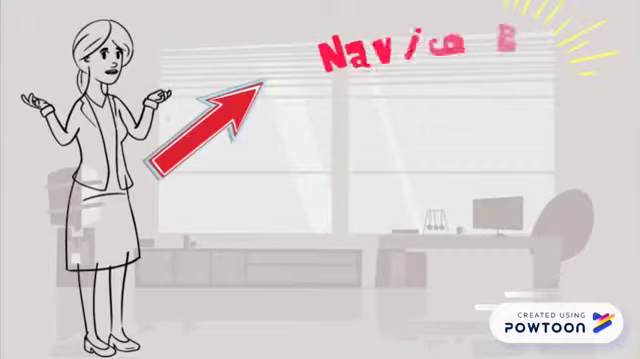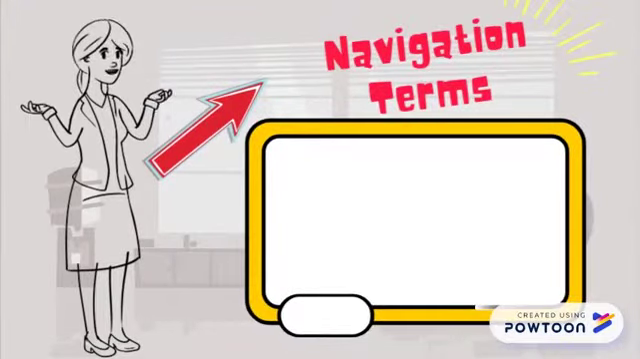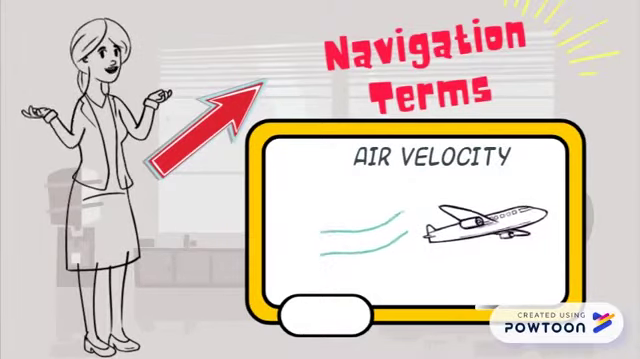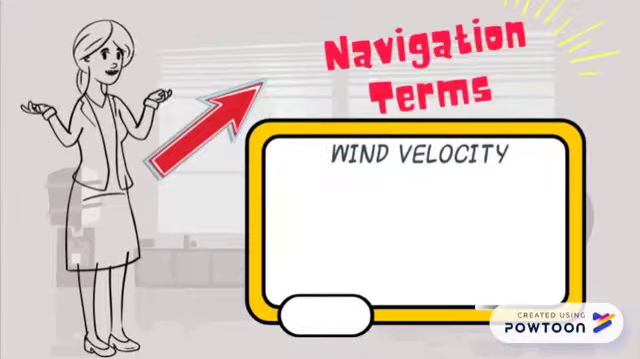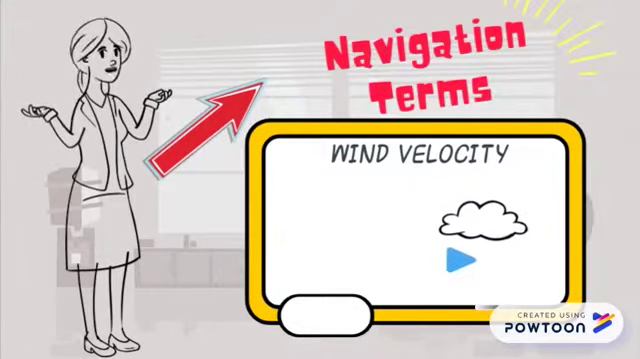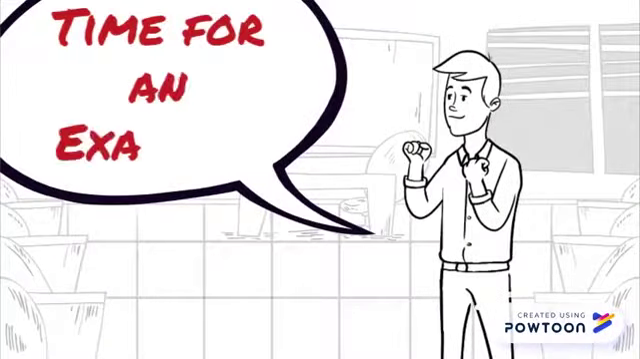Let's take note of some terminologies in navigation. In a flight problem, we have air velocity, which is the direction and speed of an airplane's travel, and wind velocity, which is the direction and speed of wind affecting the airplane's travel. Now that the prerequisites are out of the way, we can solve the navigation problem.